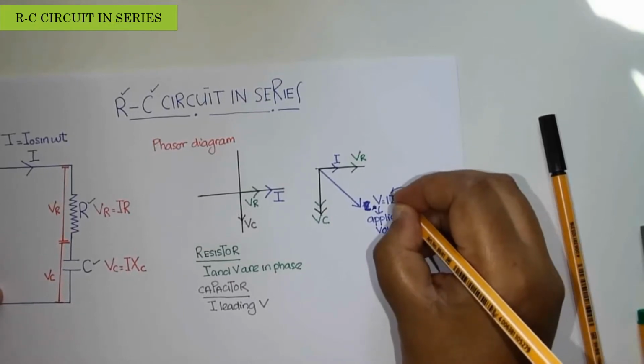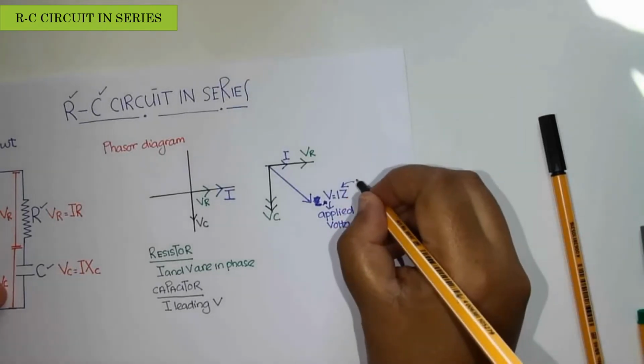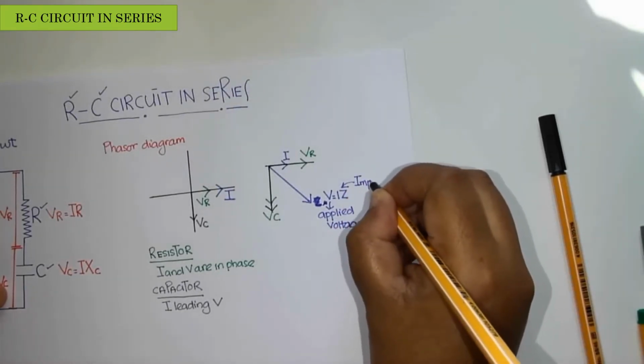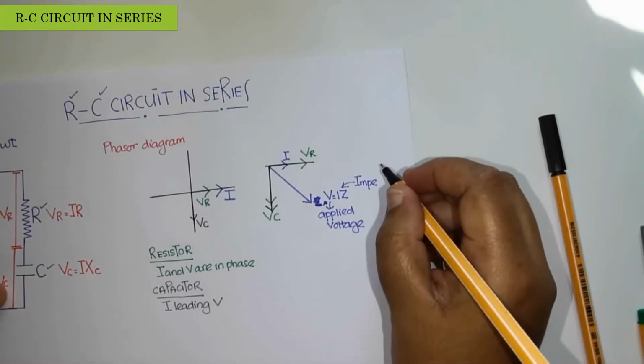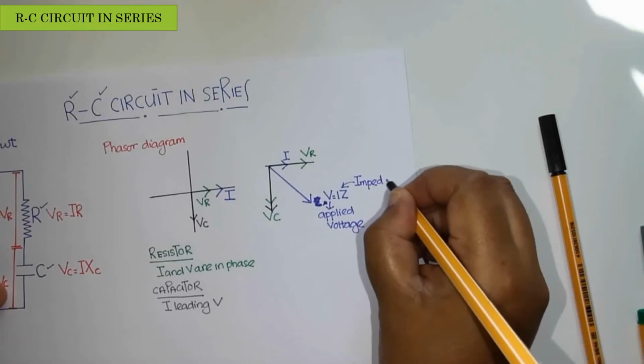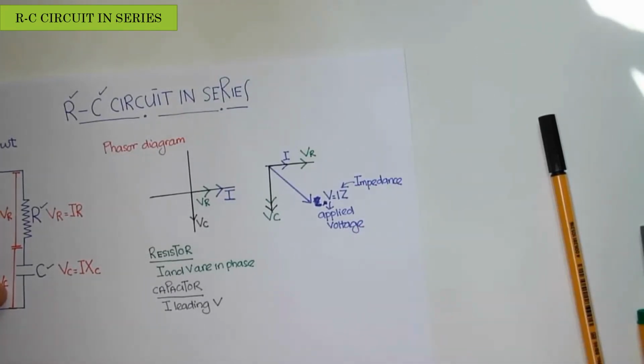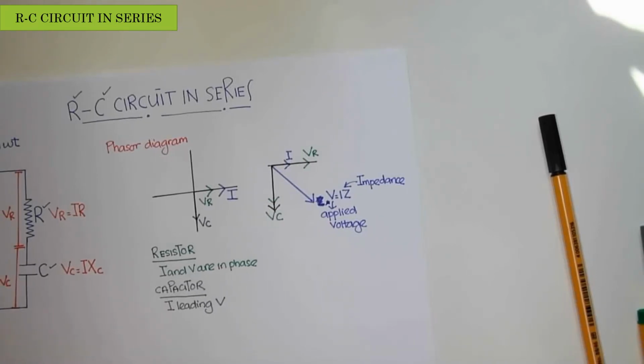And Z is the impedance. Z is what? Z is impedance. That means total opposition in the circuit. Okay? Alright.